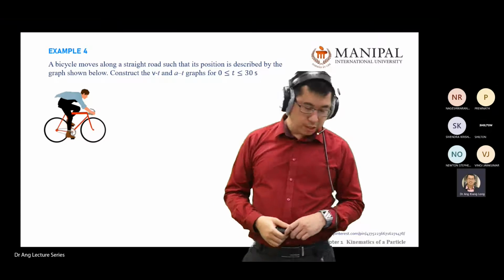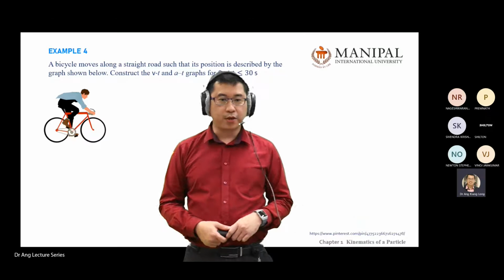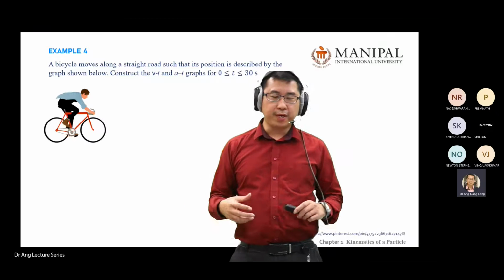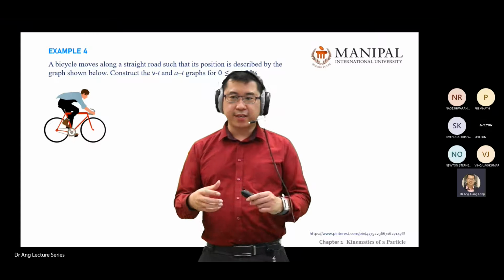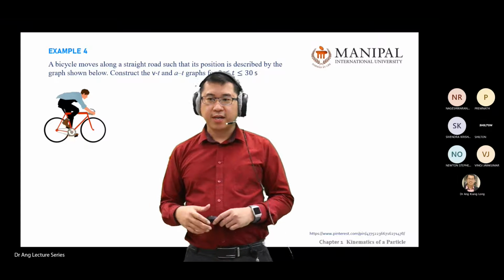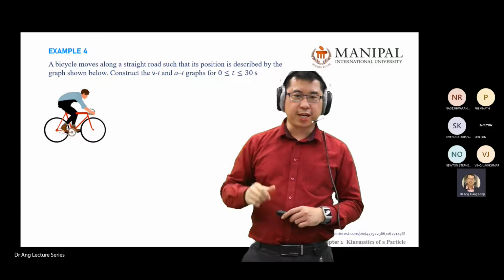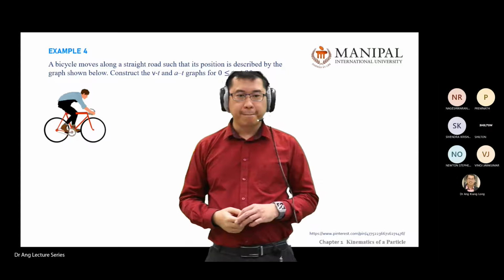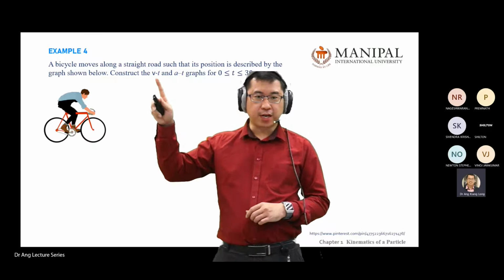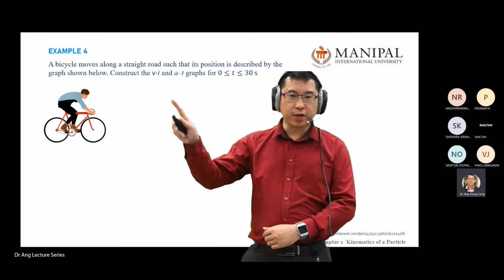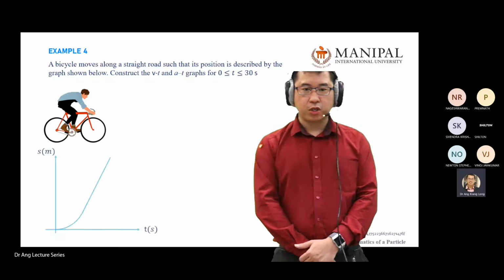Study the question. What does the question want you to do? You are given a scenario, a movement of an object moving in a straight line, with a time limit from 0 to 30 seconds. How do you process this information? The question asks you to construct two graphs, the VT and AT graphs.